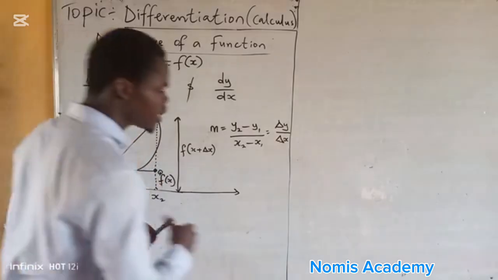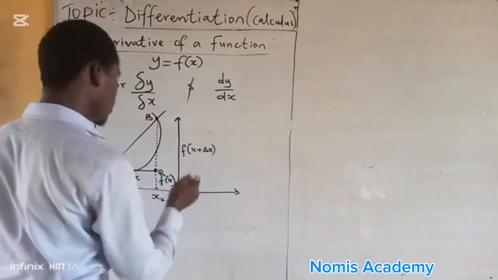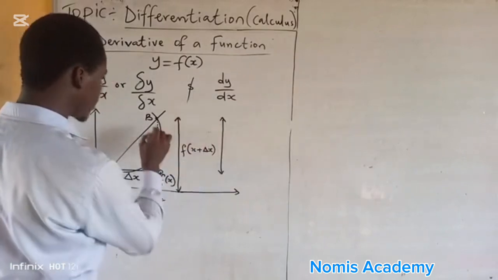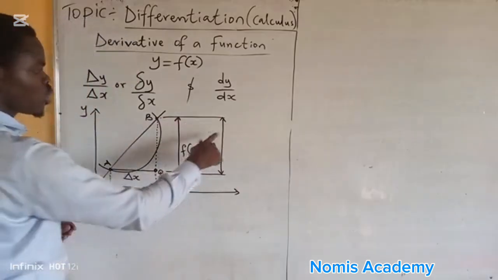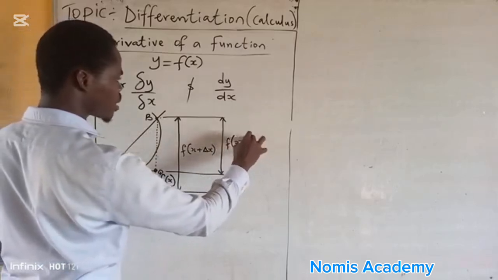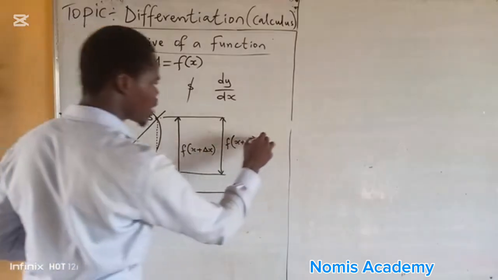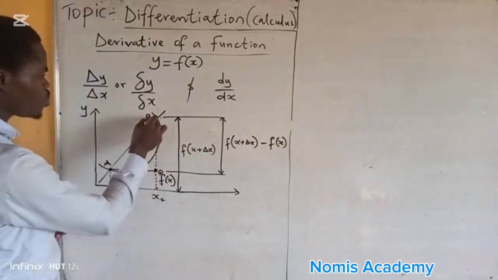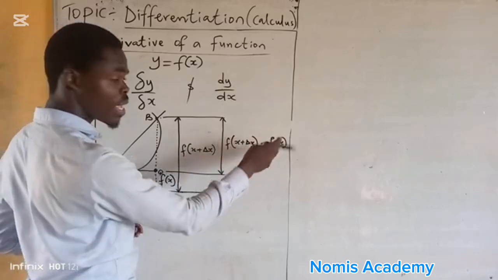So we can also call this point from here. You see the arrow sign? That is from point B to point Q. So we can call it f of x plus delta x minus, we are going to subtract f of x from it. So that is f of x. So the distance from Q to B is f of x plus delta x minus f of x.